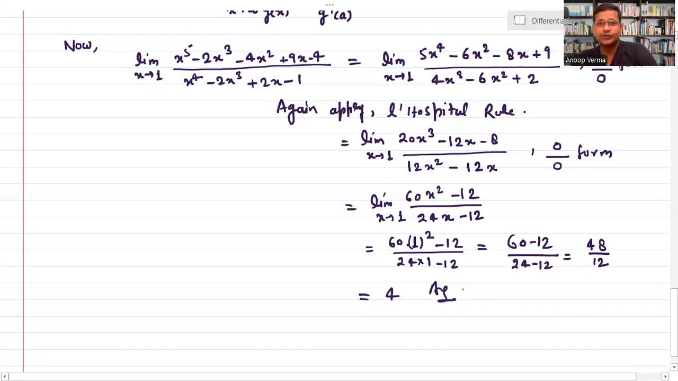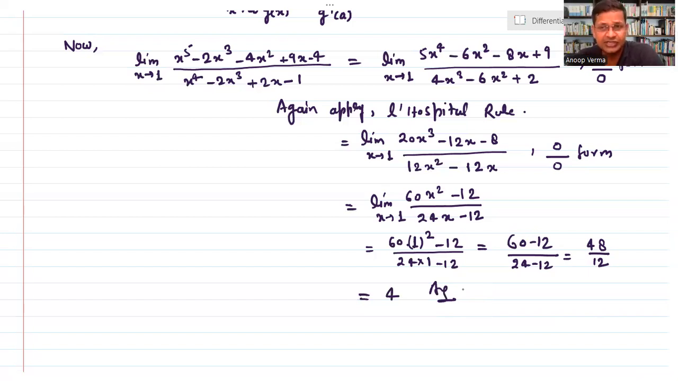ओके, तो I hope कि आपको कॉन्सेप्ट समझ आ गया कि कैसे हमारे पास हॉस्पिटल रूल काम करता है, उसमें डेरिवेटिव्स का यूज होता है. It is necessary the function should be a differentiable function because we need a derivative. तो f(x) and g(x) both should be differentiable. If one of them is not differentiable at any point in the domain, then we can't say anything about these types of things.